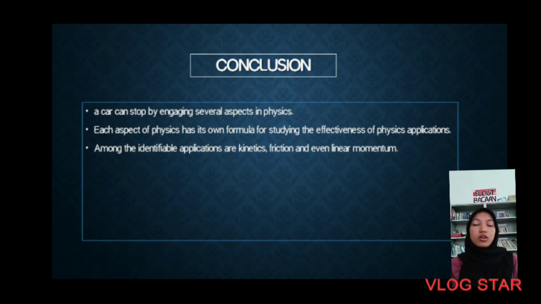Next, the conclusion. The best conclusion I can give: a car can stop by engaging several aspects in physics. Each aspect of physics has its own formula to study the effectiveness of physics application. Among the identified applications are kinetic friction and also linear momentum.